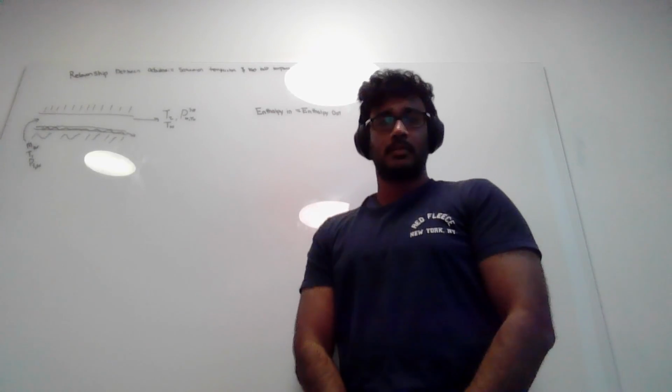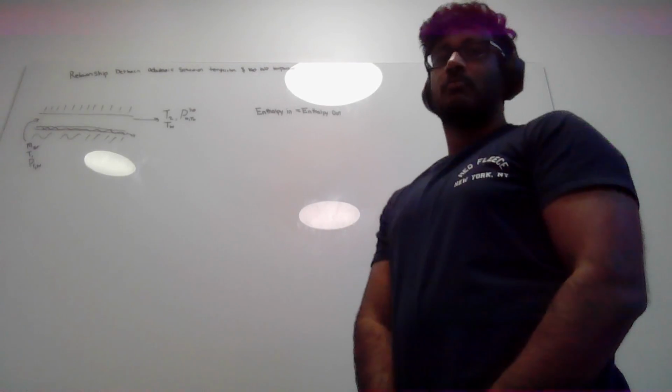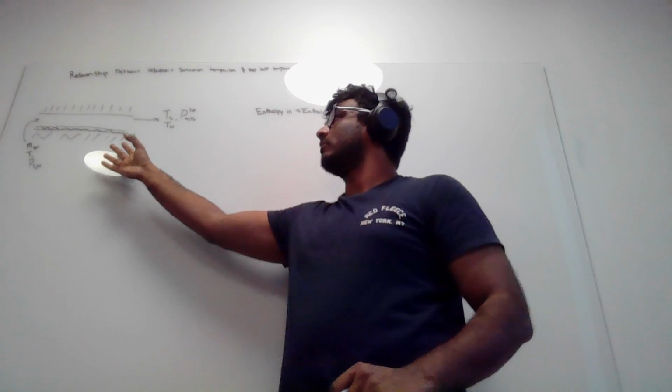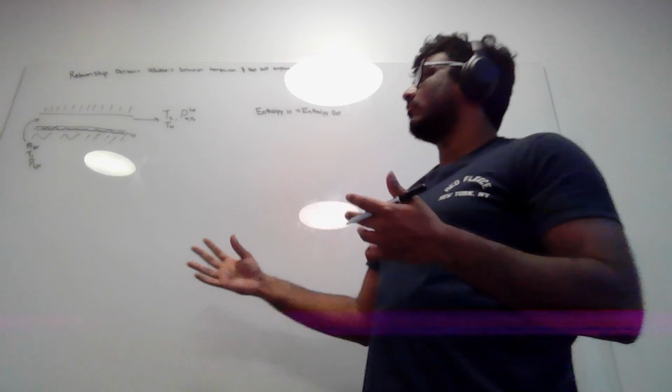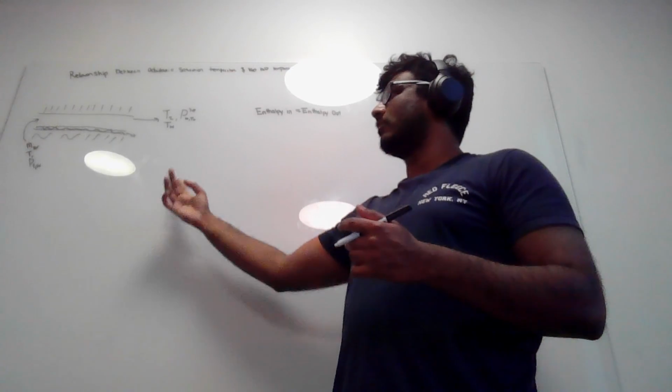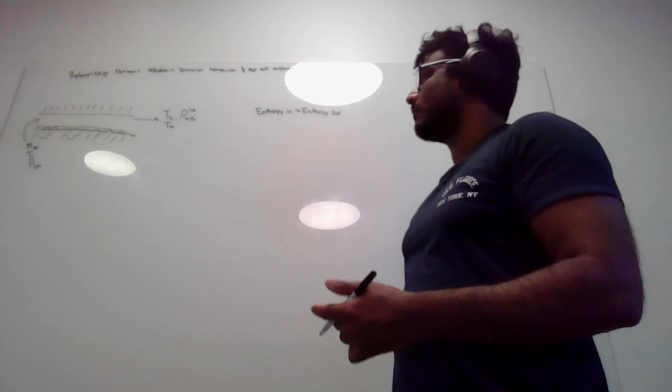Okay, so for the third part of this exam, we're trying to show the relationship between the adiabatic saturation temperature and the wet bulb temperature. And over here we have a diagram, and the diagram is showing a tube that is isolated, and we have the mass flow rate of air going in, we have a temperature T1, and the partial pressure of water.